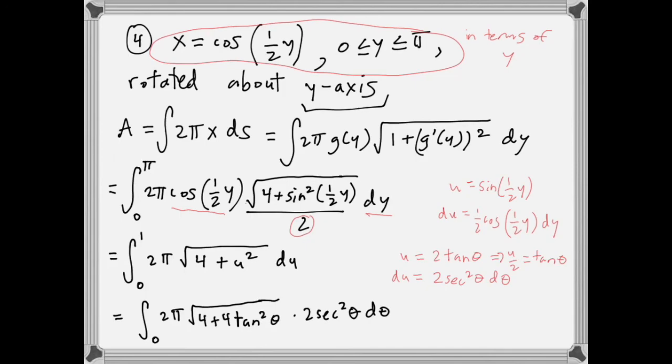So I'm just going to write down arctan of a half. Okay? We're going to need that triangle later on when we actually plug stuff in.